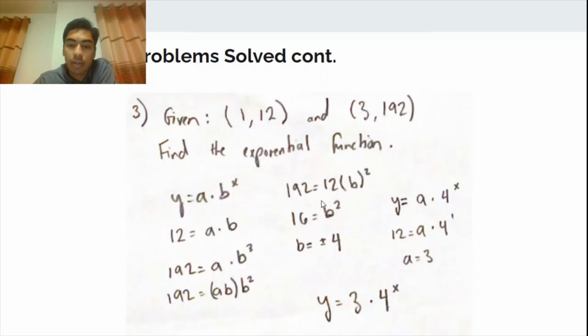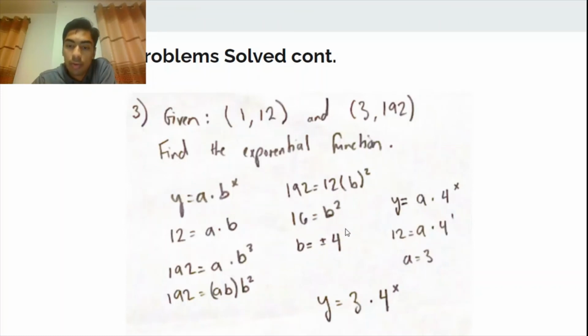And then we can divide both sides by 12. And then once we do that, we get 16 is equal to b squared. Once we square root both sides, we get b is equal to plus or minus 4. But since we know that the b value can only be positive, because the base can only be positive, we know that b has to be equal to 4, not negative 4.